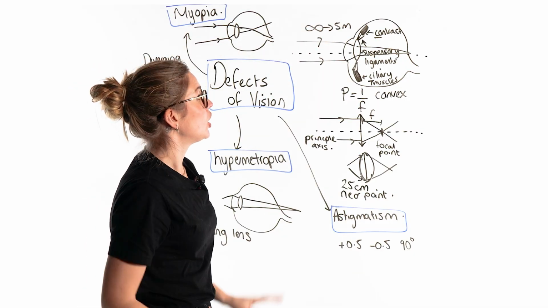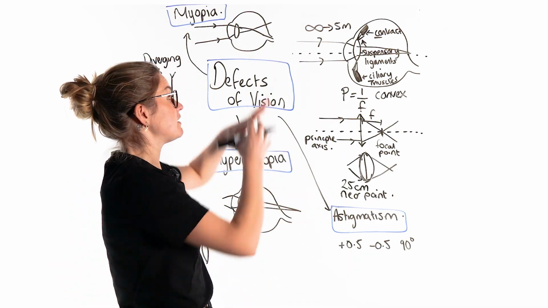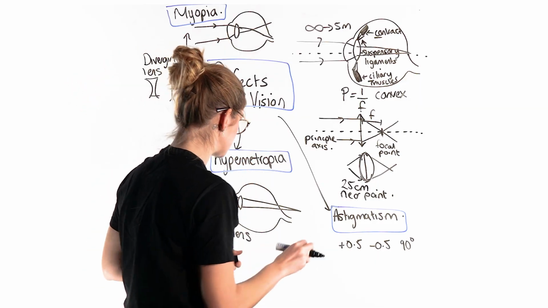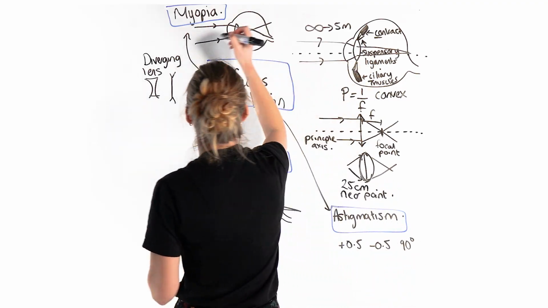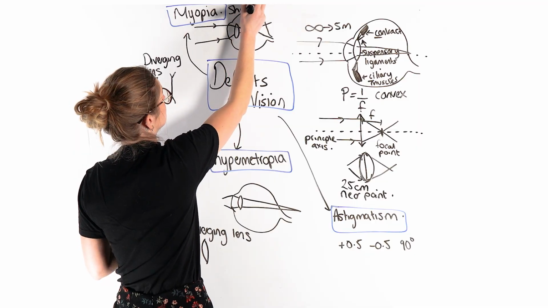Defects of vision means something's not going right. The first one I'm going to focus on is myopia. Myopia is someone that is short-sighted. Short-sighted.